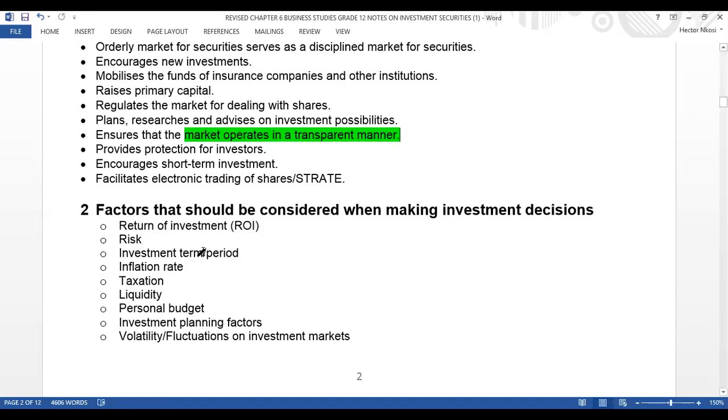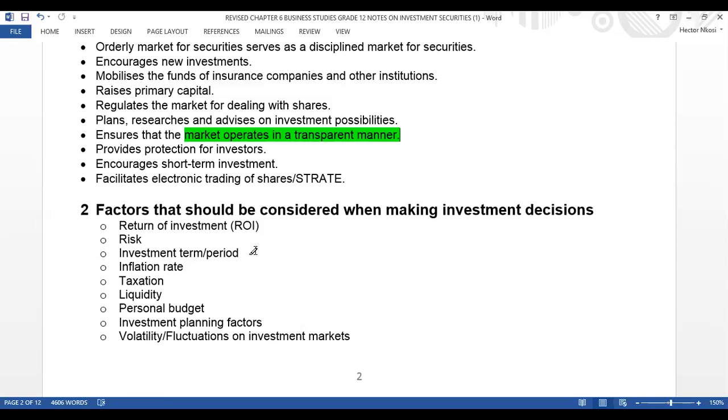Also, the investment term or period. How long? Are you investing for 250 days? Are you investing for 365 days? Are you investing for 6 months? Are you only investing for 3 years? Does it make sense? So we must know the investment term or period.